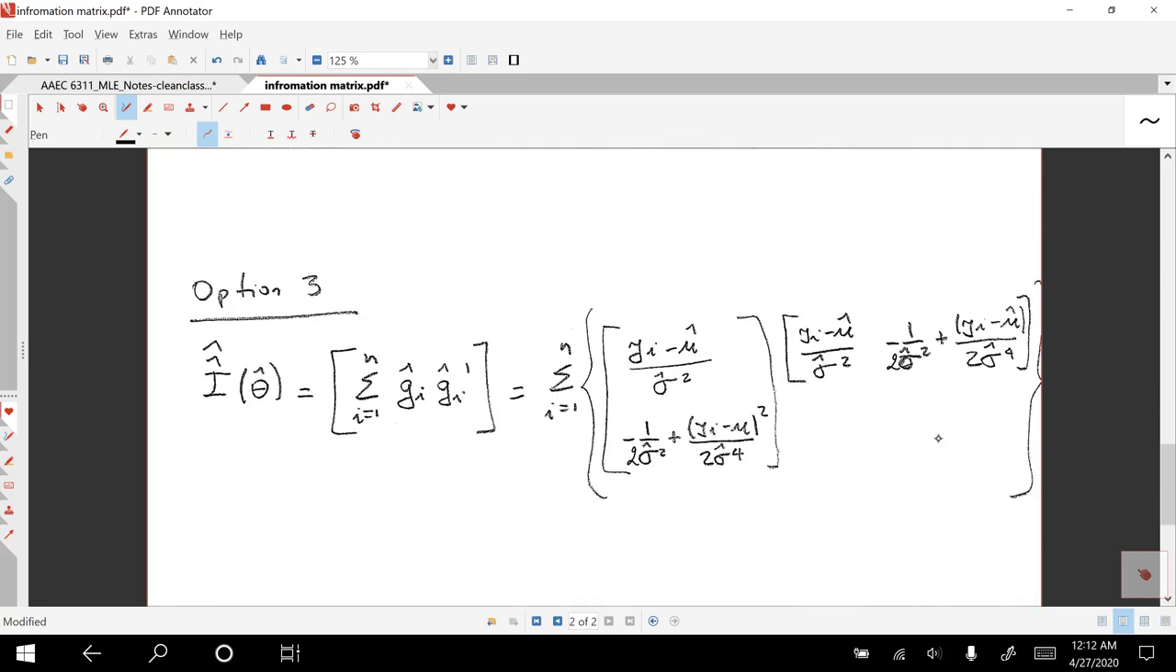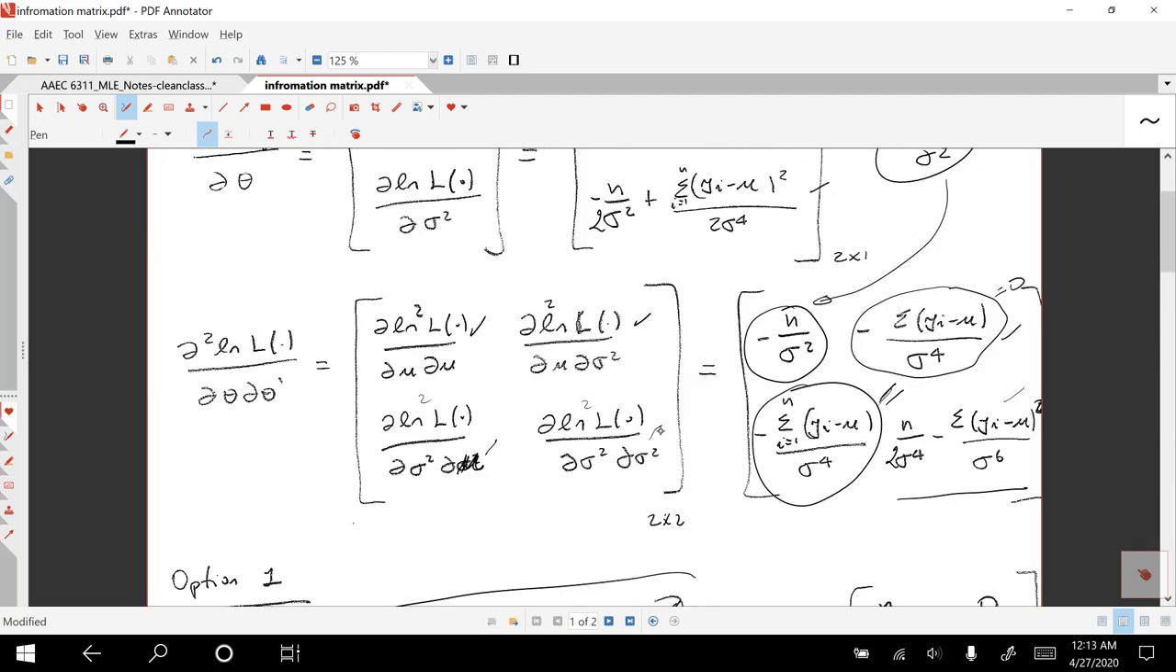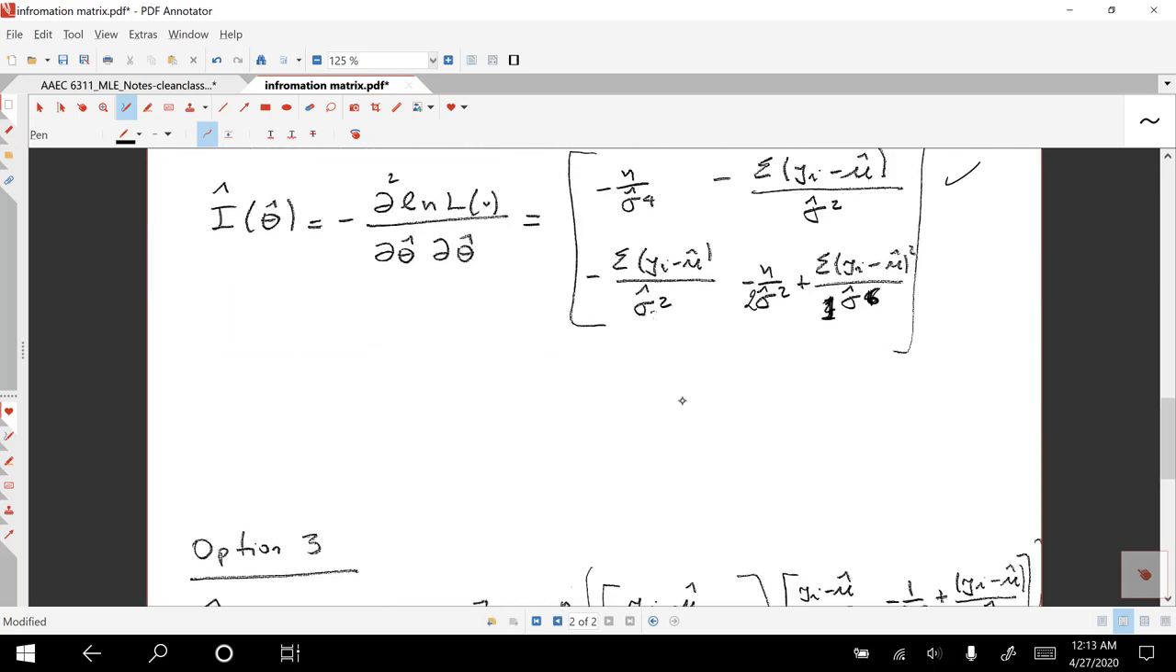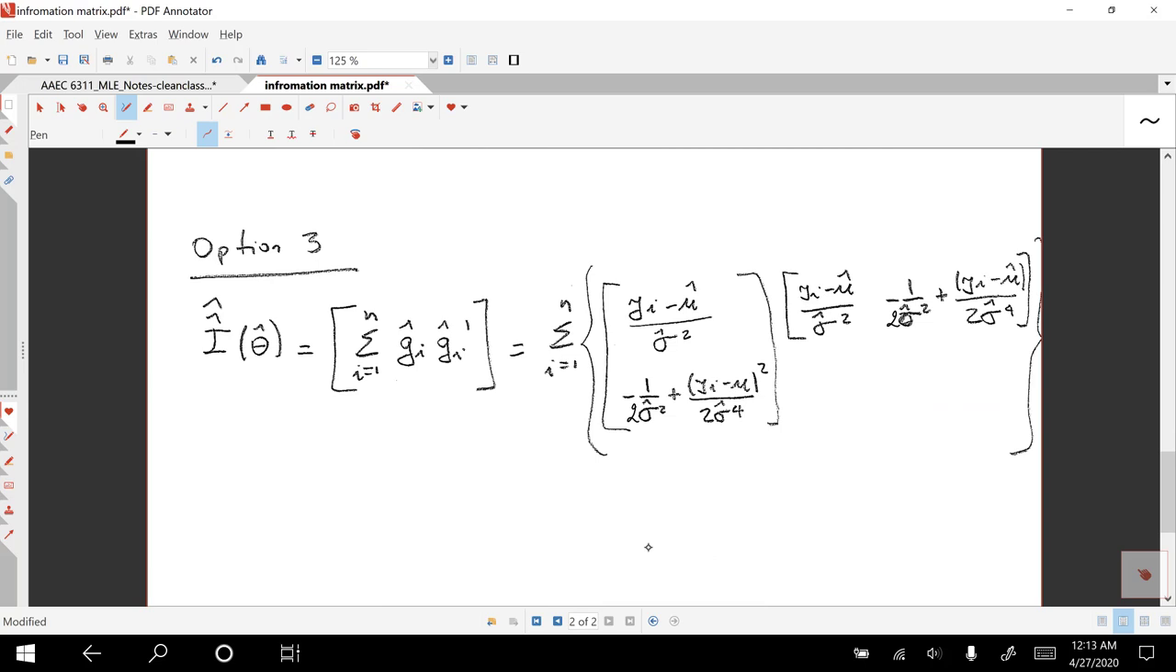And for option number 3, remember, previously we had calculated the Jacobian. That's what we started with. But now what we need is the Jacobian for each of the observations. So instead of having the sums, we're going to have the individual terms, and the sum has to be taken out. So it's going to be the sum of the products of these Jacobians for each individual observation. Okay, so all of this is just algebra.